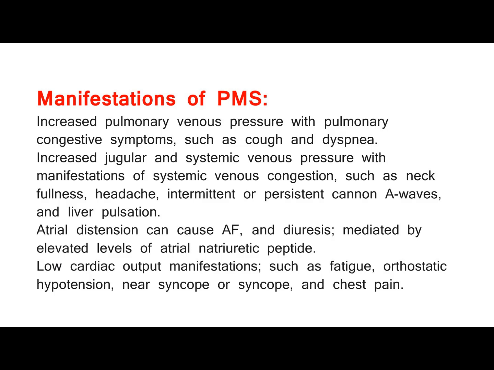Increased jugular and systemic venous pressure with manifestations of systemic venous congestion, such as neck fullness, headache, intermittent or persistent cannon A waves, and liver pulsation. Atrial distension can cause AF, and diuresis, mediated by elevated levels of atrial natriuretic peptide. Low cardiac output manifestations, such as fatigue, orthostatic hypotension, near syncope or syncope, and chest pain.